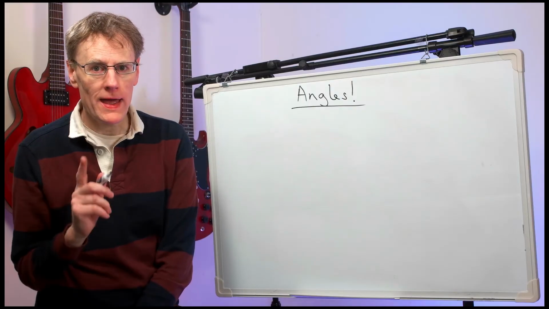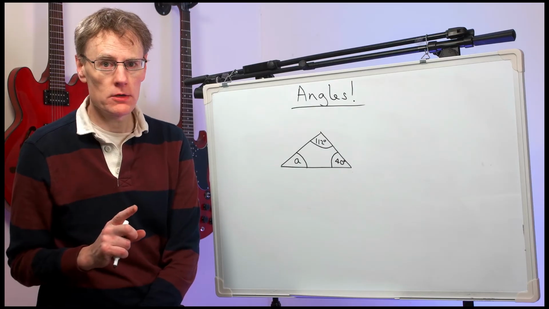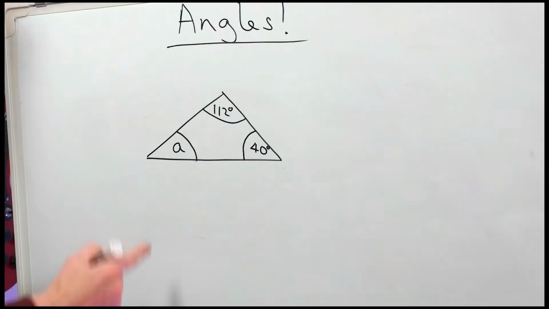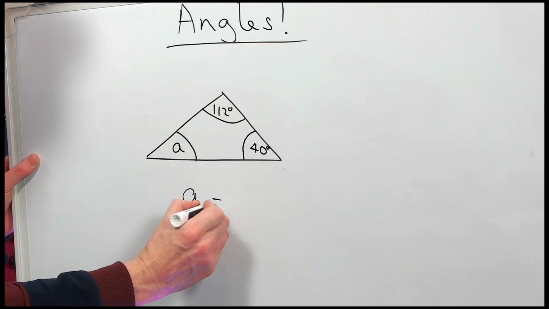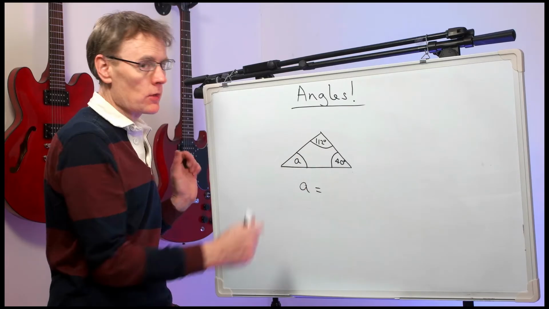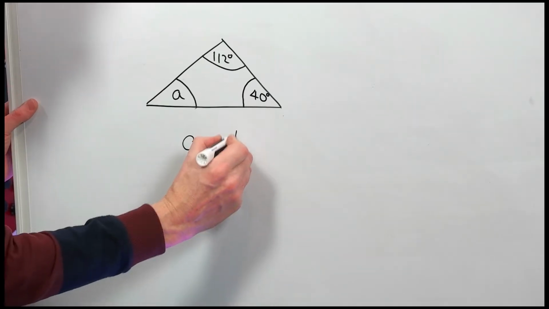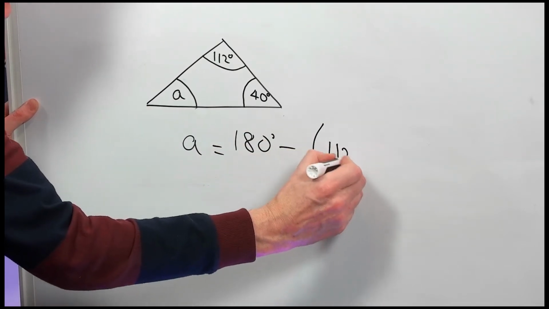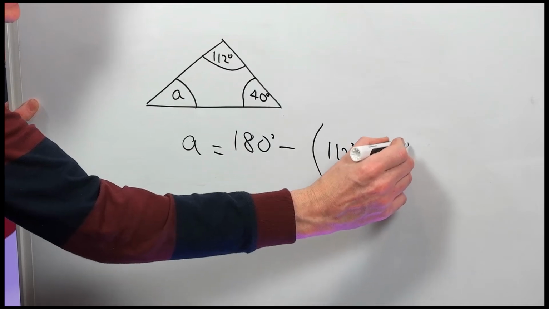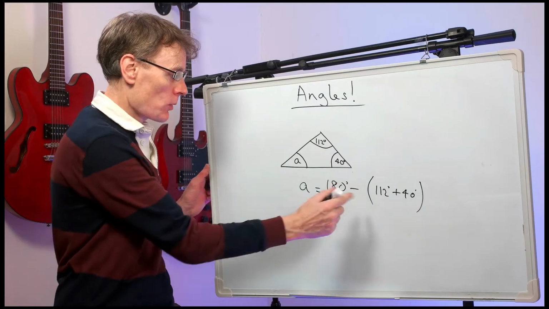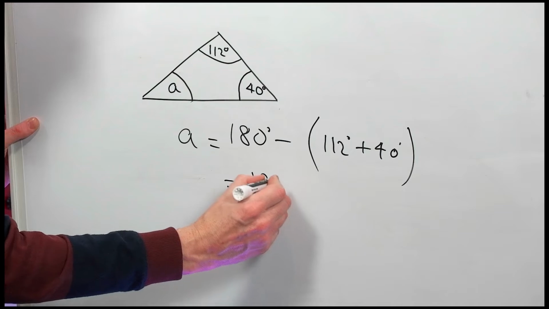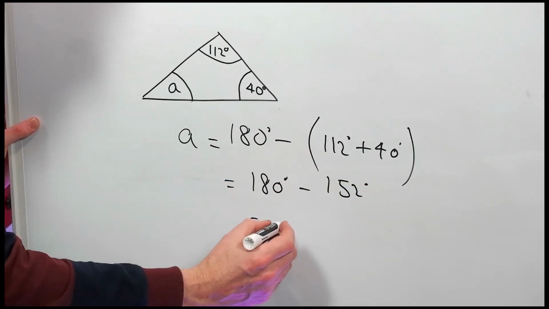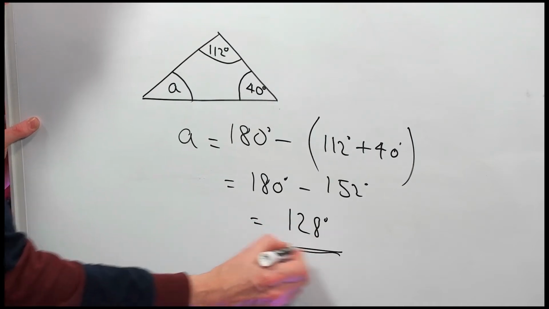Now, it's very important you remember the angles in a triangle add up to 180 degrees. Whatever the triangle, the three angles always add up to 180 degrees. So here, angle A is 180 degrees, take away the other two angles. So A equals 180 degrees minus brackets 112 degrees plus 40 degrees. So we add those two up and take them away from 180. That's 180 minus 152. So that comes to 128 degrees.